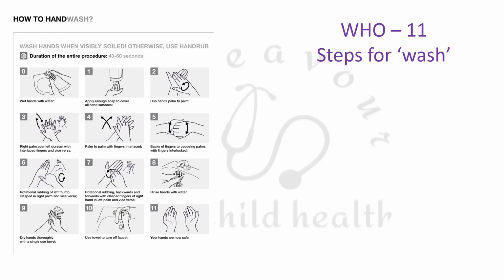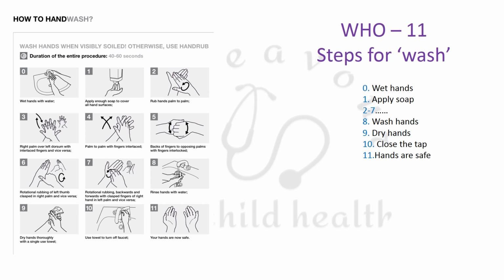The WHO gives 11 steps for hand wash. The first is labeled as 0 and it is wet hands. Second is apply soap. Step 2 to 7 are the same as which we had demonstrated, but the WHO does not include cleaning the wrist. 8th is wash hands, 9th is dry hands, 10th is close the tap, and 11th is hands are safe.